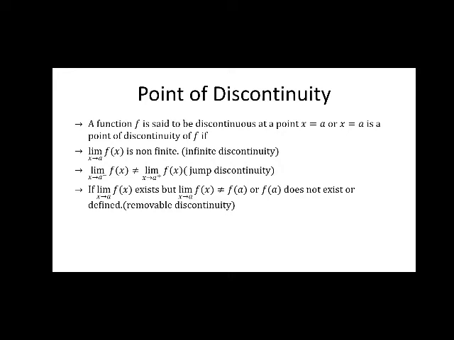Now, understand this: the other two are called non-removable discontinuities. Non-removable means those are permanent discontinuities which we can't remove; they will always remain. But in the third type, we can always remove the discontinuity. How to do that, we will see in the examples. So let us move to the examples.